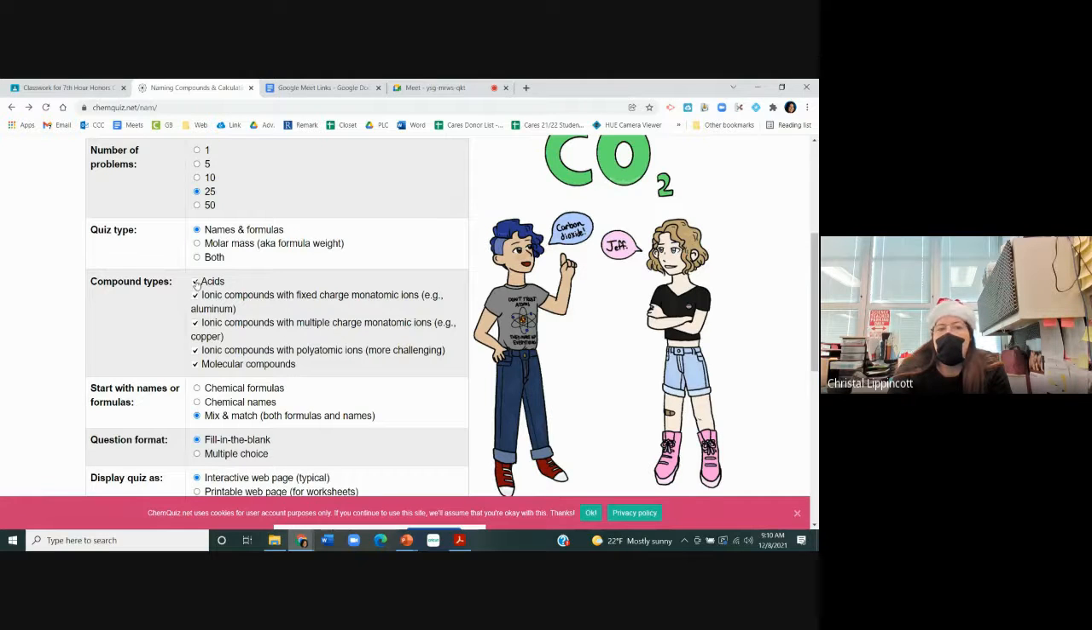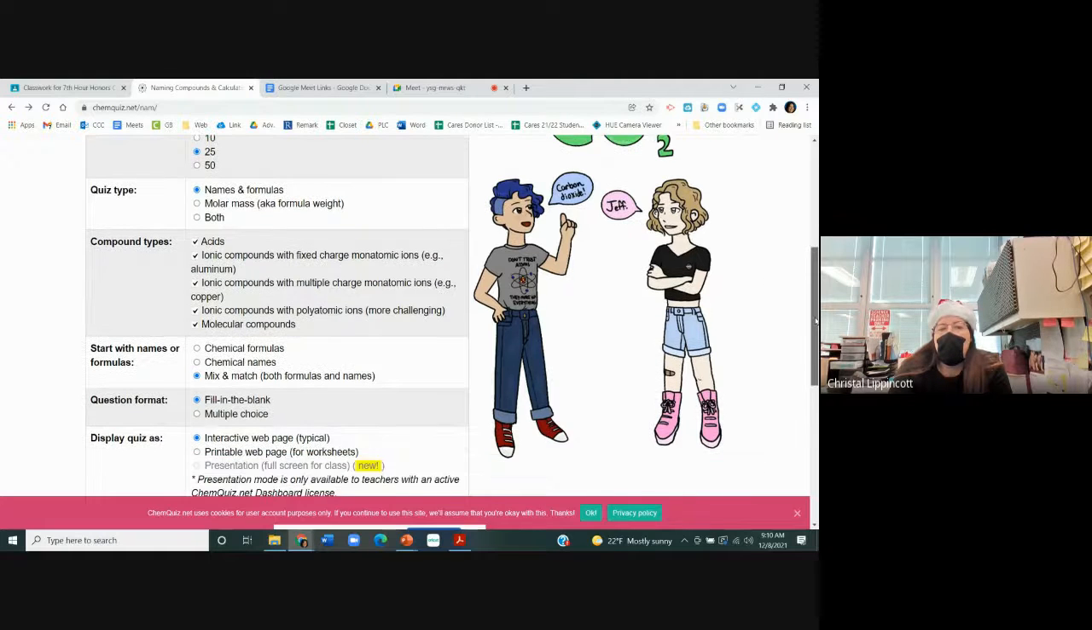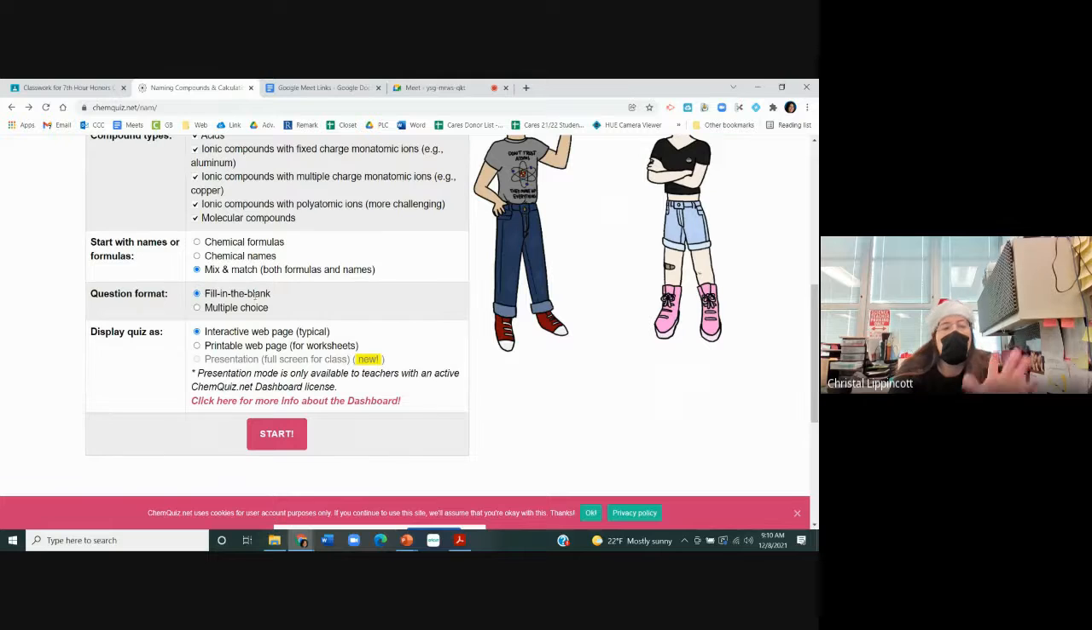Or if you're still just struggling with acids, click off these and do your acids. Or if you're still struggling with ionic, click on that and do your ionics. Okay. So I'm going to just generate it for this. If you're still struggling with formulas, but you got the naming down, fine. Select one of those. Otherwise, mix and match. And then at this point, you should probably be doing the fill in the blank because honestly, unless you're really, really struggling, this is what you're going to have to do on a test. If you're really struggling, then start with the multiple choice and work your way back to the fill in the blank. And then web page.